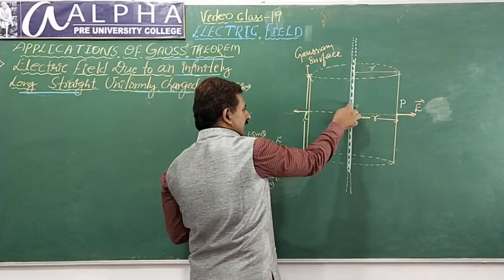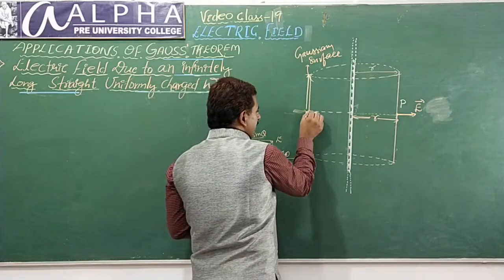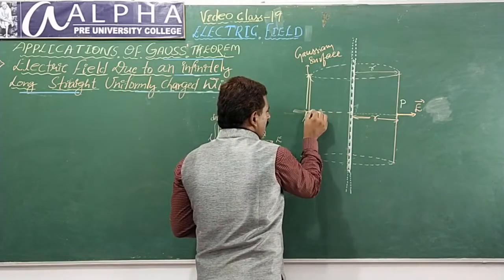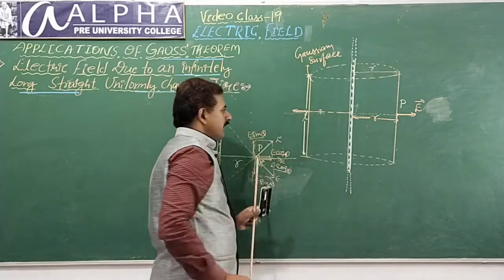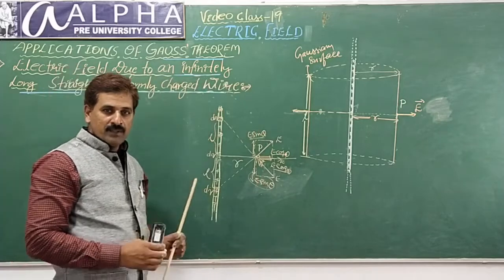If the charge is negative, you will write direction like this. Here it is positive charge distribution. That's why you write electric field like this. This is a very, very important observation, students.